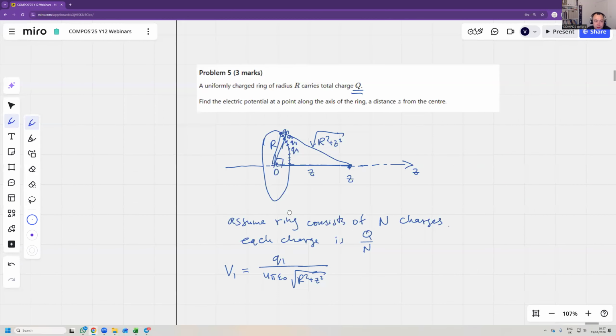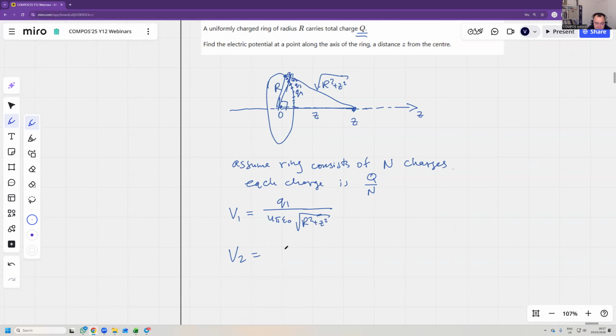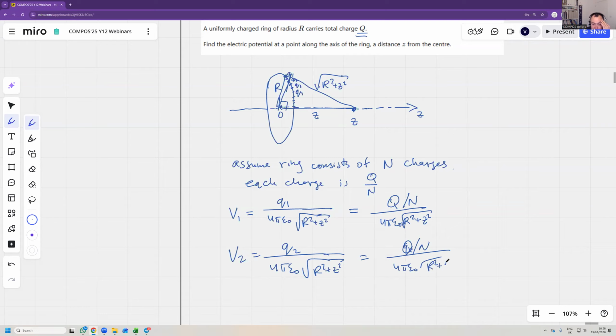Now V2, in a similar fashion, is the same thing. So V2 is Q2 divided by 4 pi epsilon naught square root of r squared plus z squared. The distance is the same. Right, for charge 1 and charge 2, the distance is the same. So now we just need to add them, but we realize that this is Q over n over 4 pi epsilon naught square root of r squared plus z squared, and Q over n over 4 pi epsilon naught square root of r squared plus z squared.